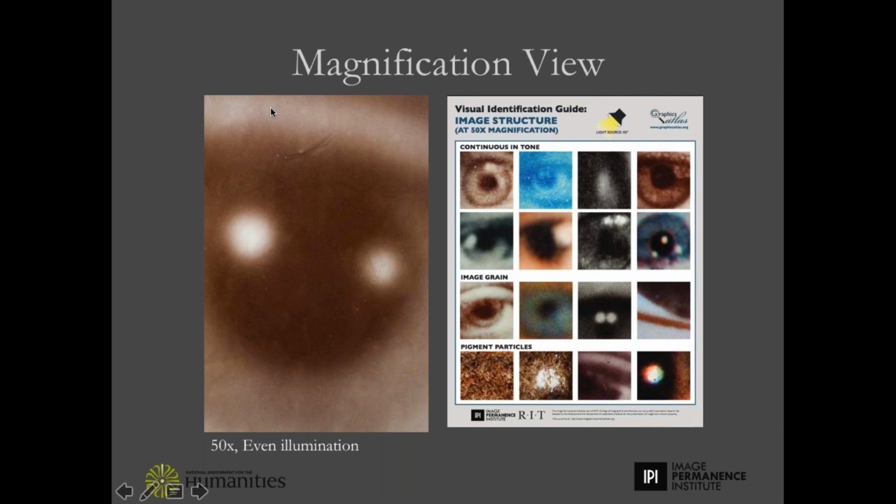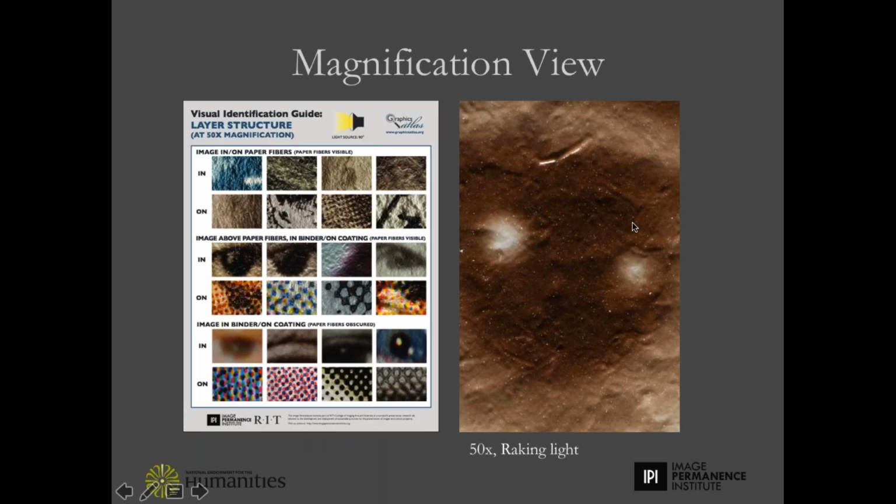Magnification. Bringing out my pocket microscope, my even illumination, it's continuous in tone. There's no particles, no pigment particles, no grain, and definitely no pattern. It's continuous in tone. It looks like these. The next thing I'm going to do is use my pocket microscope with raking light, and I'm going to determine if I can see the paper fibers and where the image is in relationship to the paper fibers.